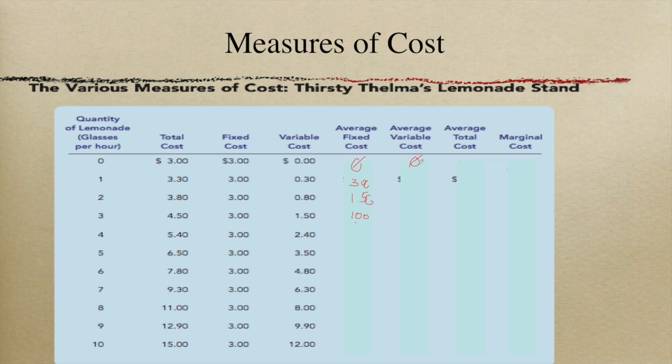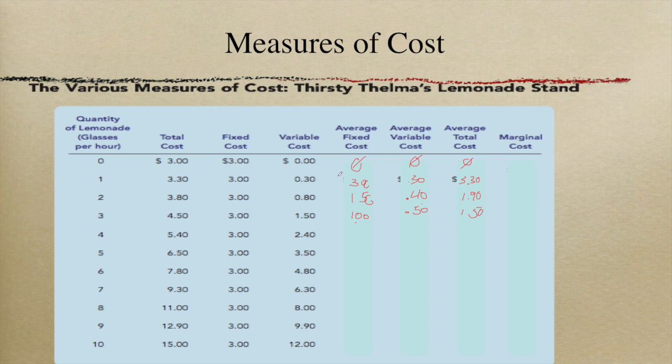Average variable costs, again, begin with an empty set. 30 cents over 1 is 30 cents. 80 cents over 2 is 40 cents. $1.50 over 3 is 50 cents. Average total is going to be total cost, this column, over quantity. $3.30 over 1 is $3.30. $3.80 over 2 is $1.90. $4.50 over 3 is $1.50.